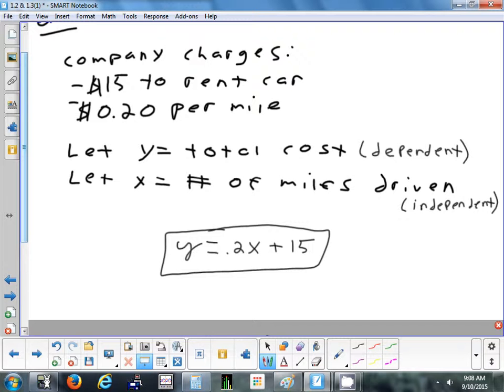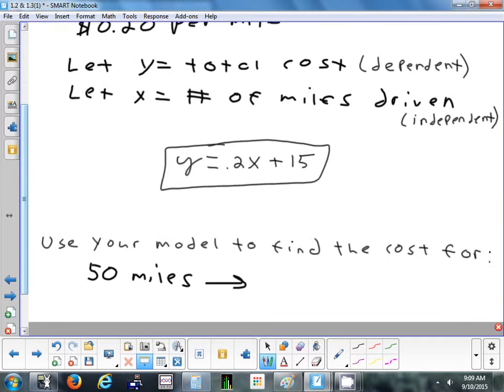Does anybody recognize that kind of equation? Yeah, what is that? mx plus b. Yeah. Right. That was linear. Yeah, perfect. This is the equation of a line with a slope and a y-intercept. It's y equals mx plus b. Okay? All right, so now let's use that equation to find the cost if we drive the car 50 miles.